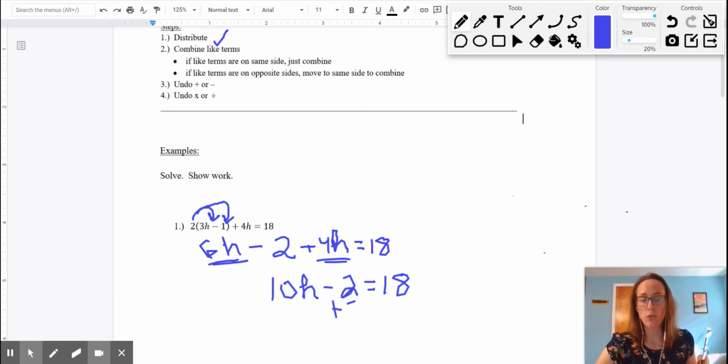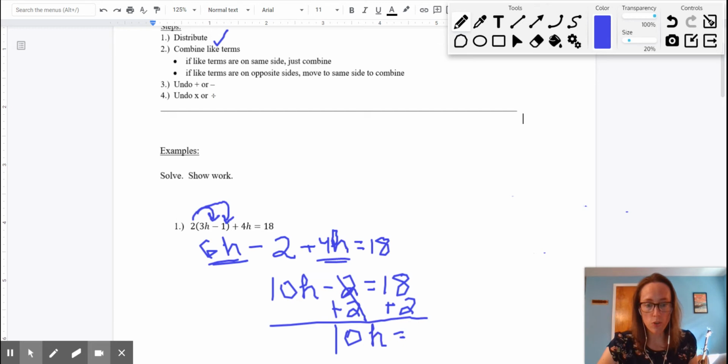And we're going to add 2. We have to do that to both sides. And the reason this works is because when you have a -2 and a +2, they cancel out. They make 0, which means it just goes away. So now I have 10h equals 20, and I'm running out of space on my page.